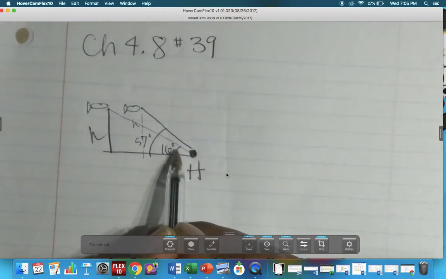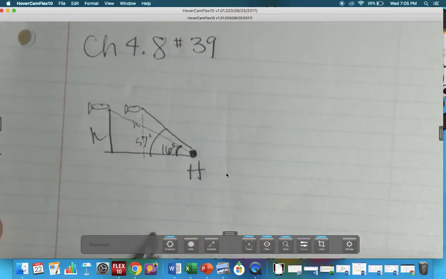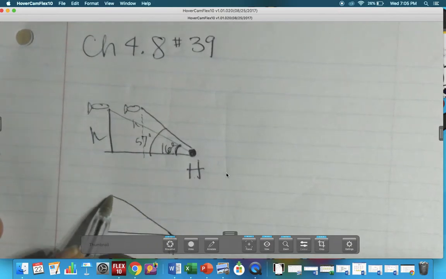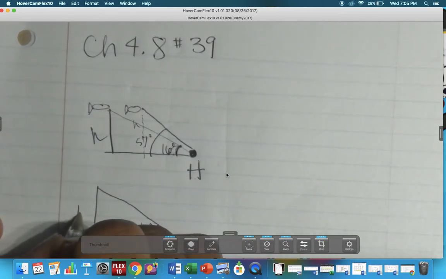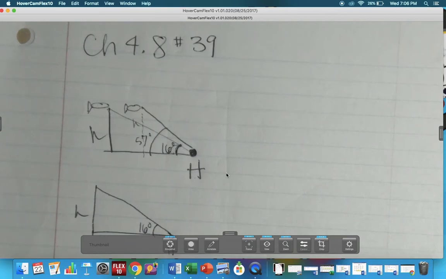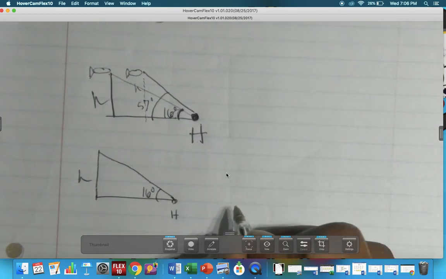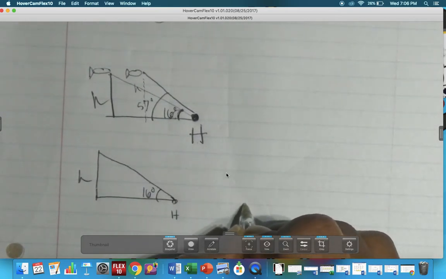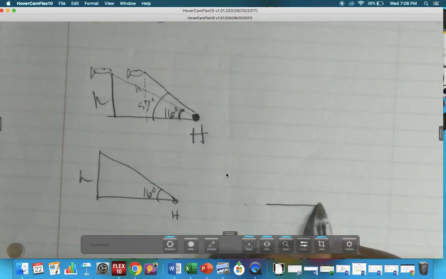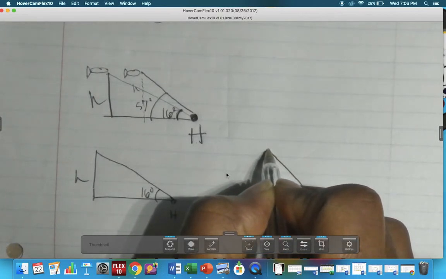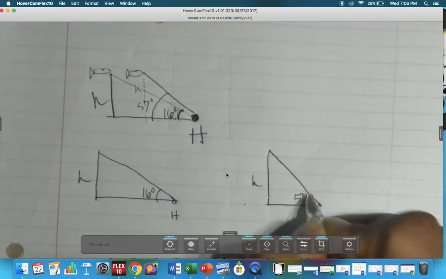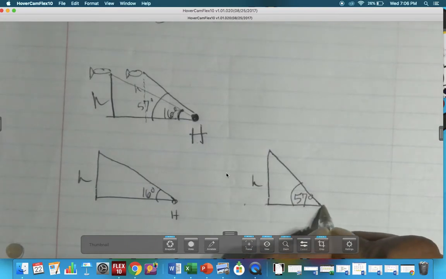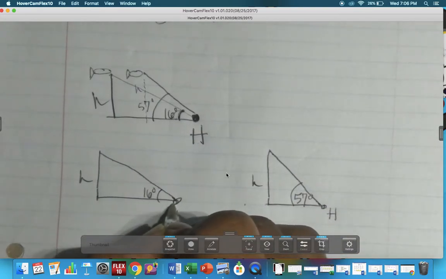So if I look at the 16-degree triangle here, I have my base, I have my home. Here's the 16 degrees, and here's H. And then I also have the 57 degrees, so it's a shorter triangle, but here's 57 degrees. The height is still the same here. And here's still my home.